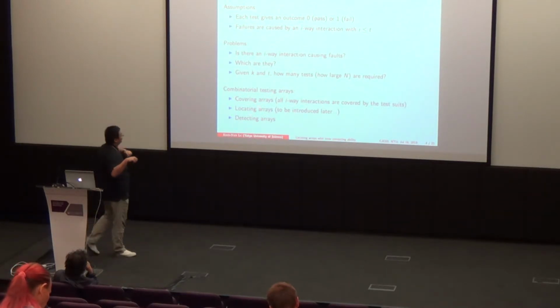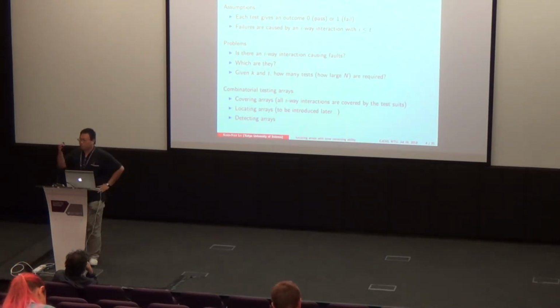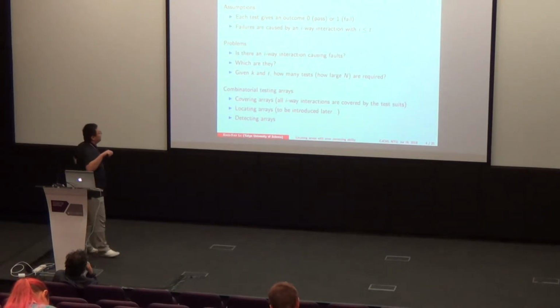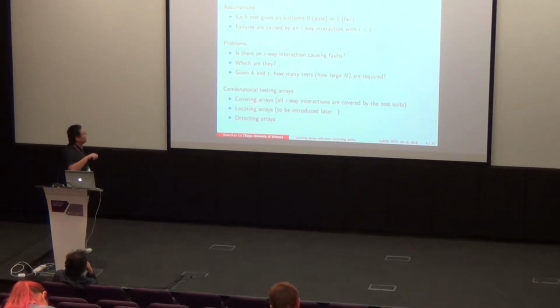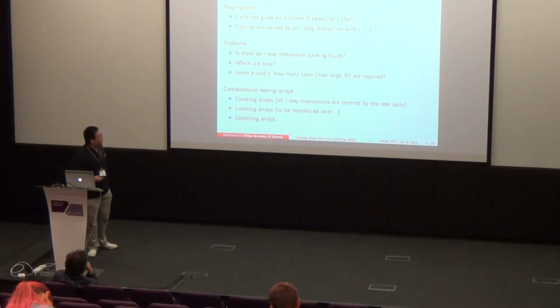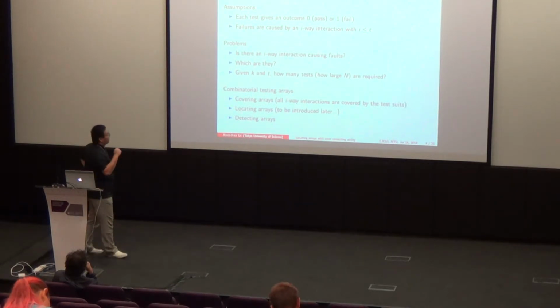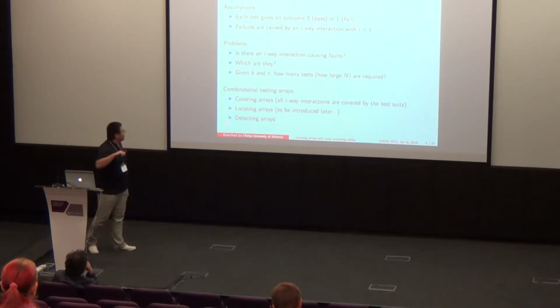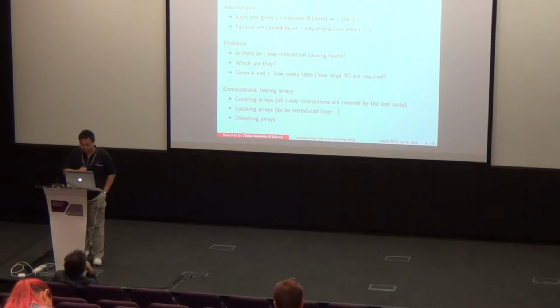So actually there are some combinatorial arrays which attracted Charlie's attention in this research, that is covering arrays. This keyword appears in the first day several times, I think. But covering arrays just require that all t-way interactions are covered by the test suites. So in 2008, I think, in a paper published in the Journal of Combinatorial Optimization, they introduced the notion of locating arrays and detecting arrays. In this talk, we mainly talk about locating arrays.